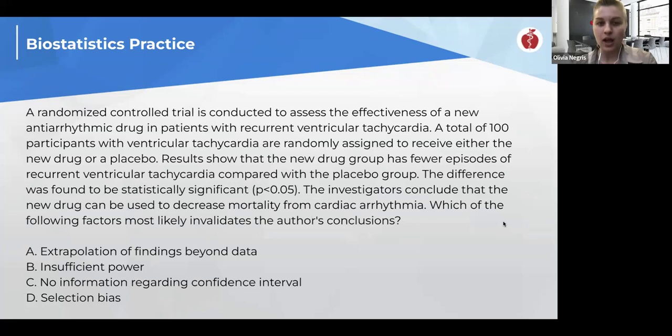So again, which of the following factors most likely invalidates these authors' conclusions? And there's no math in this one, so I want to see some people putting in their answer choices in the chat.